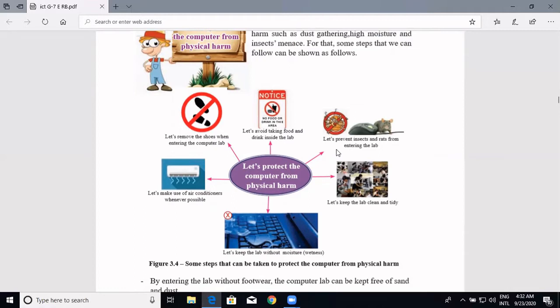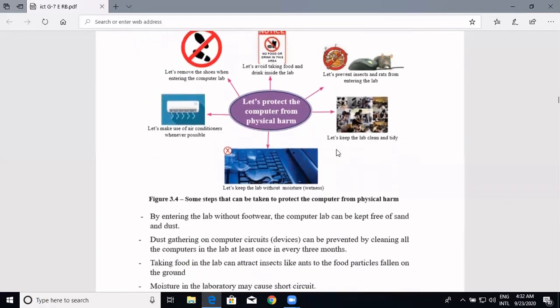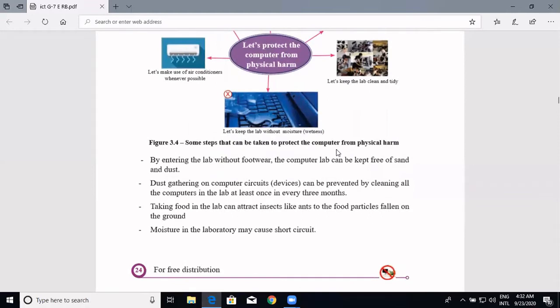And then you should keep your lab clean and tidy, and it's better to clean it regularly, right? Maybe there are separate cleaners for cleaning, or you can clean your school lab yourself. And make sure that you keep the computer lab without moisture. You can see in the picture some drinks or water has been spilled, so try to avoid it.